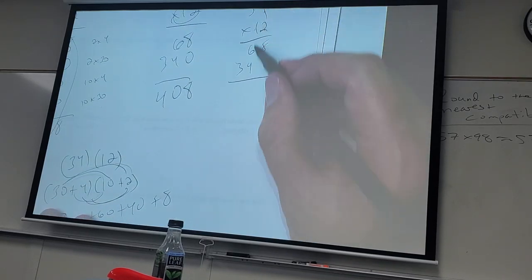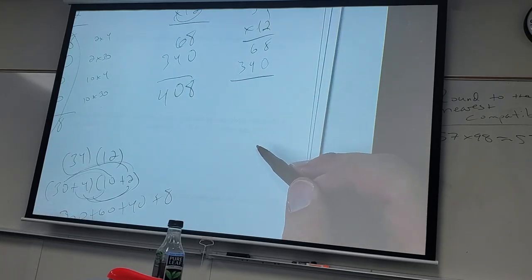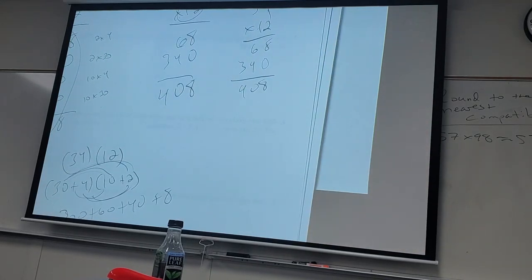Was anybody ever taught to do this and just leave this blank? Yes? No? Okay, some of you yes, some of you no. I always put 0 there. Doesn't matter. You still get the same answer.